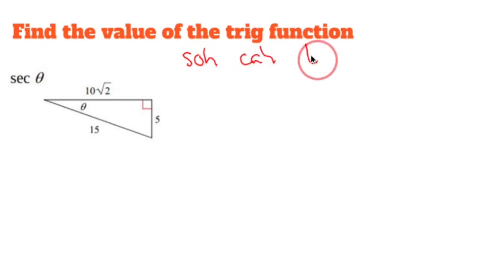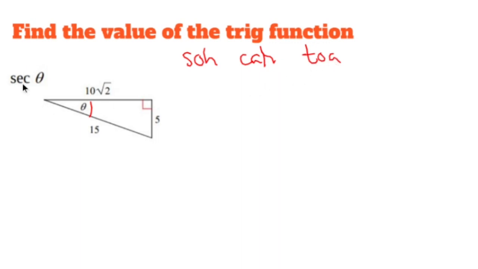SOH CAH TOA is clever wordplay, and it stands for the sine of an angle, in this case right there, equals its opposite over hypotenuse. The cosine equals the adjacent over the hypotenuse, and the tangent of an angle equals the opposite over adjacent.